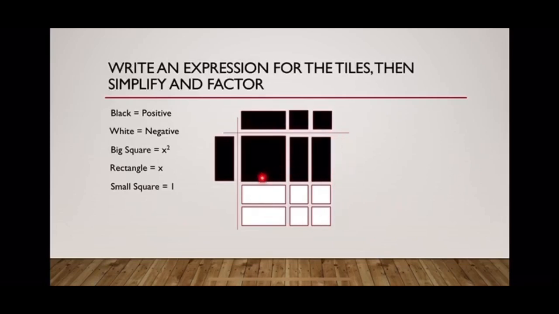Now we need to work with these negative tiles over here. A negative times a positive is a negative, so we know the missing tiles are negative. Now, what do we need to multiply by x to get negative 1? Negative 1, which works for both of these. Now that we've completed the tiles, we got x plus 2 times x minus 2.